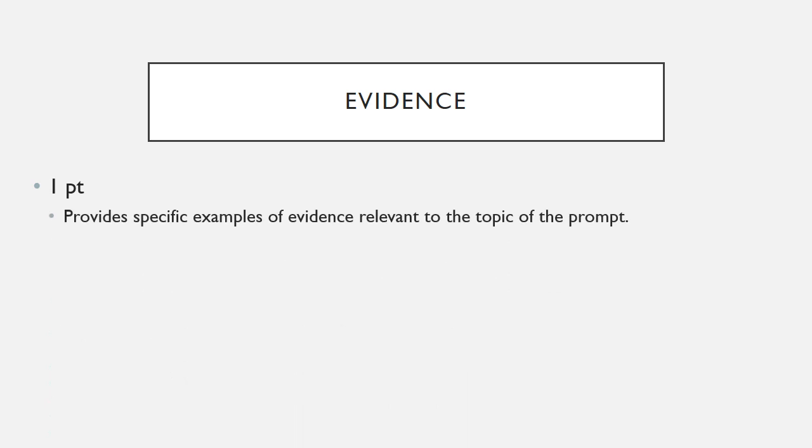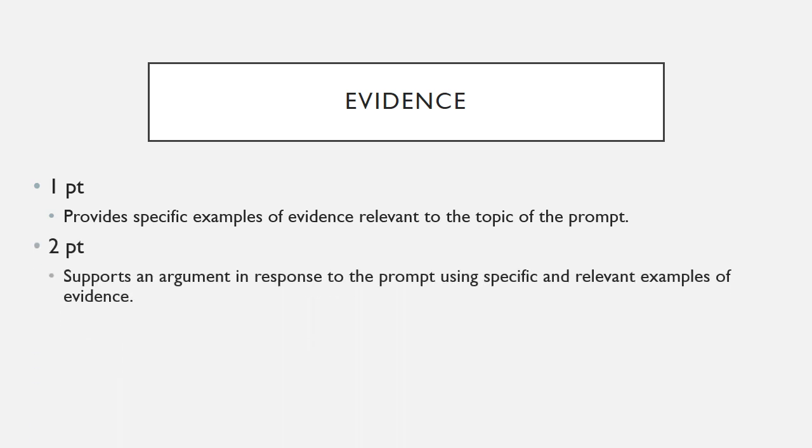You need to shoot for getting 2 points. If you want to get 2 points, it's very simple. You support an argument in response to the prompt using specific and relevant examples of evidence. So you can take basically vocab words. If you go back to the notes we were taking, there you go. Evidence is essentially your vocabulary terms, right?